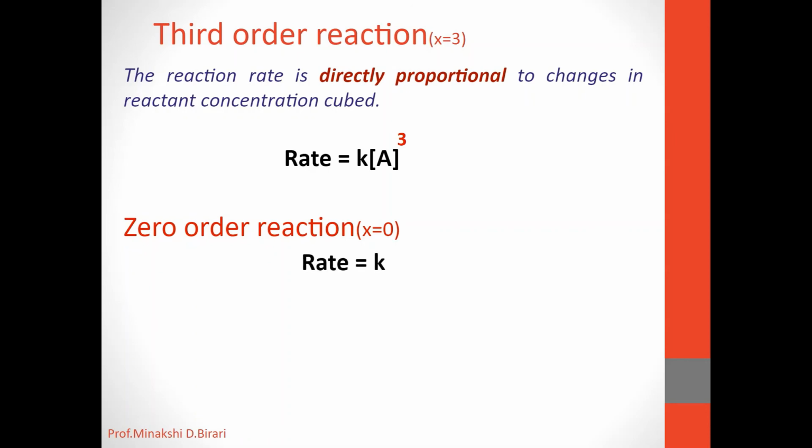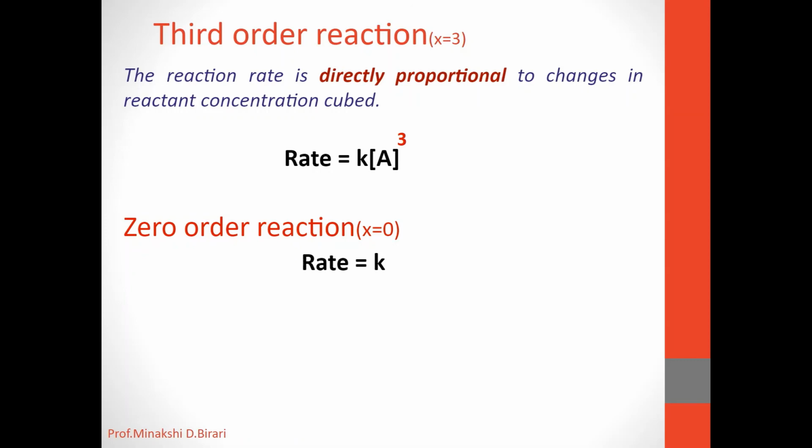Zero order reaction. A reaction is said to be zero order if the rate of reaction is independent of concentration. That means rate is equal to k. In all the expressions we have studied, the concentration of reactant A is raised to some power. So here in the third order reaction, rate is equal to k, concentration of reactant A raised to 3. But in a zero order reaction, the rate is equal to k, concentration of reactant A raised to 0. That means it becomes 1, so that rate is equal to k.